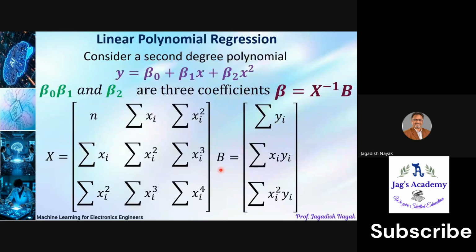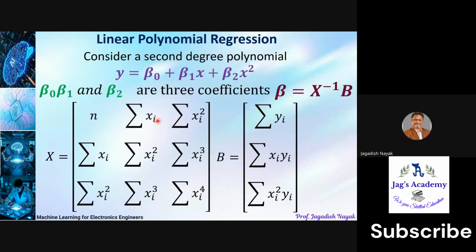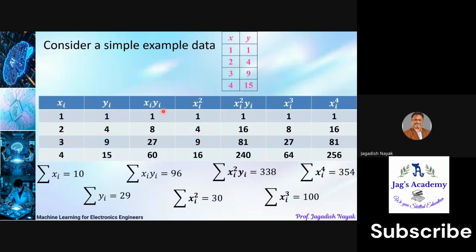Now, using this formula, you have to find the value of beta. Those are the coefficients of a polynomial equation for polynomial regression. What is required in this? You require n, summation xi square, and so on. For that, you make a table. xi is 1, 2, 3, 4, and yi is 1, 4, 9, 15.